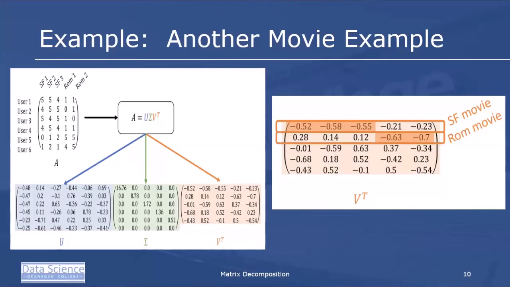In other words, when this matrix sees a science fiction movie, it maps the movie to the science fiction direction, and a romantic comedy movie to the romantic comedy direction. We should note here that we don't need to worry too much about the signs. We're looking at magnitude. The signs will change depending on how you actually plug this into a computer.